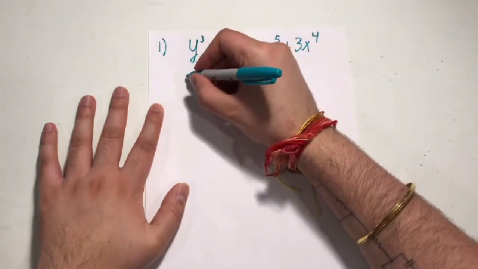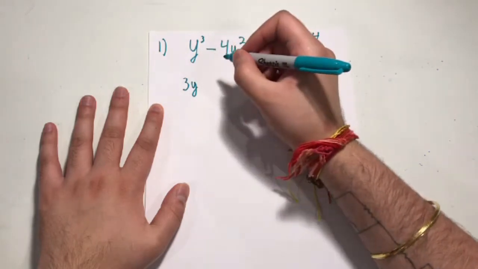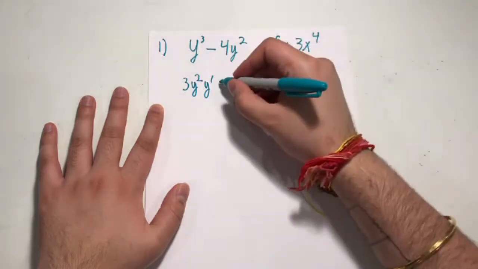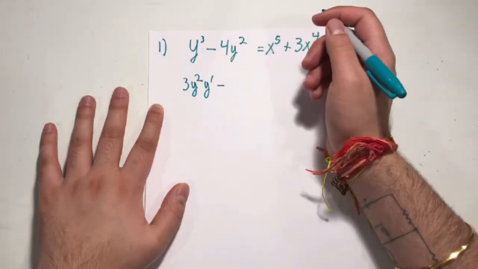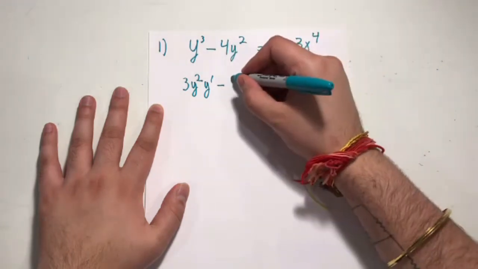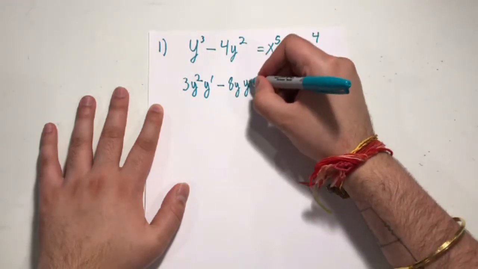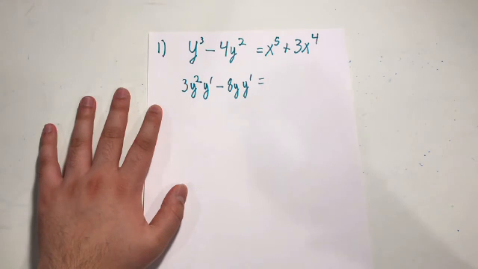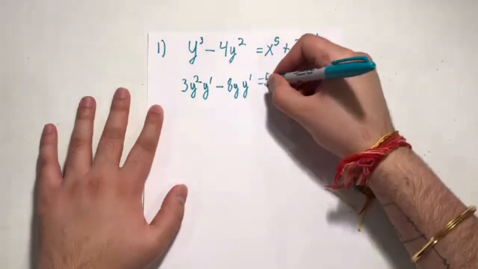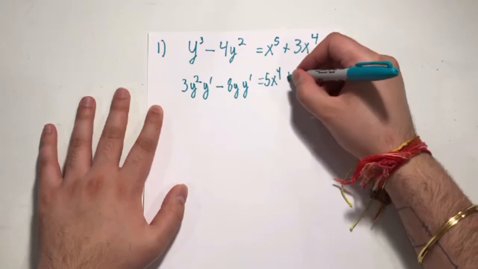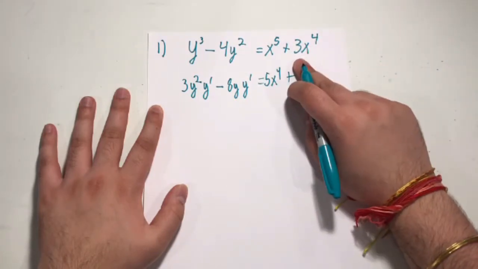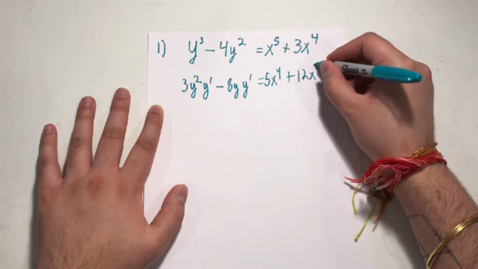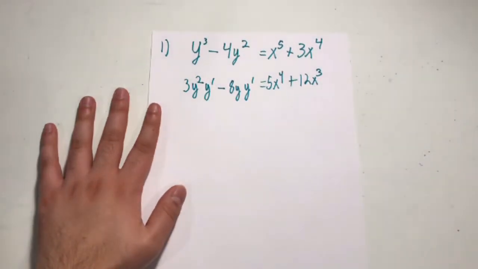Power rule just says, okay, 3y to the second, and now I multiply by a y prime. Minus, what's the derivative of 4y squared? Power rule again, it's going to be 8y times y prime. Now on this side, should be something you're super familiar with. What's the derivative of x to the fifth? 5x to the fourth. And then the last term is the derivative of 3x to the fourth, which is 12x to the third. Simple as that, and that's first step done.